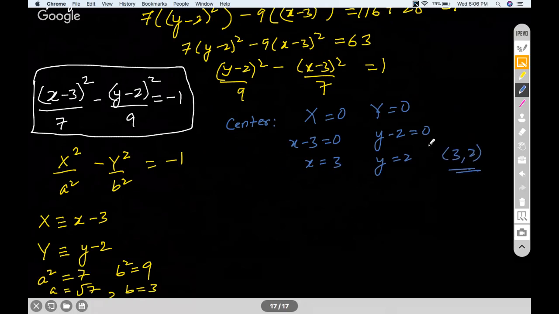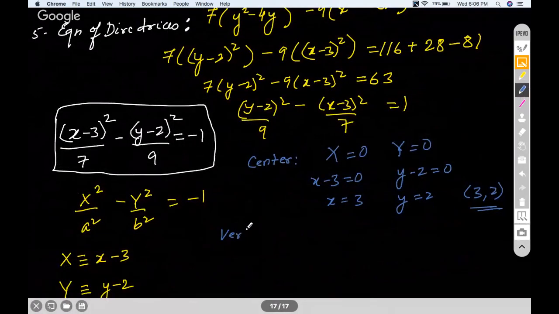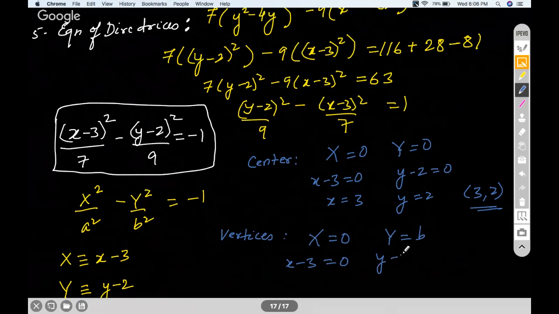Okay. The next question was the vertices. So vertices in this case are 0, comma b and 0, comma minus b. But instead of writing it like that, I would suggest writing it like x is 0, y is b. That means x minus 3 is 0, y minus 2 is b. B is going to be 3. Right? So 3, comma 5 is one of the vertices.